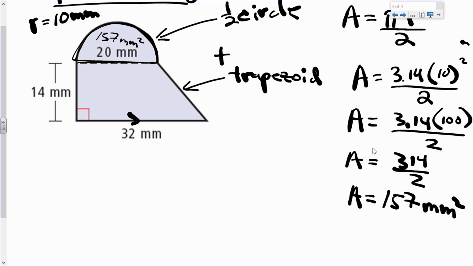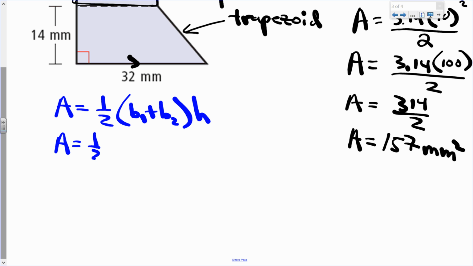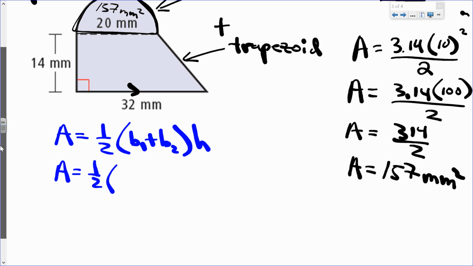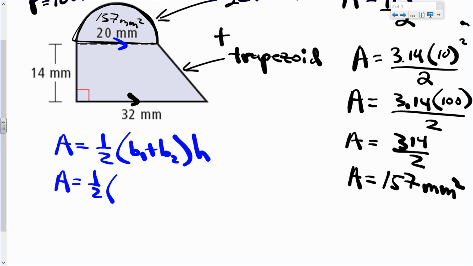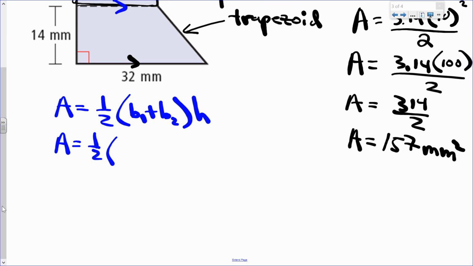Area of a trapezoid. That's that funky one, right? 1/2 both bases times the height. So 1/2. Okay, so both bases. Remember, the bases are always the sides that are parallel. These are your bases. So let's see, that's going to be 20 plus 32. Height is 14. Let's rock and roll.